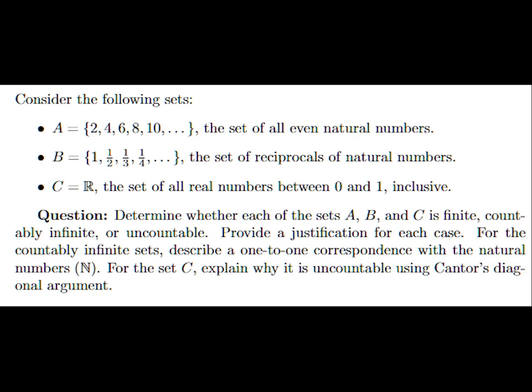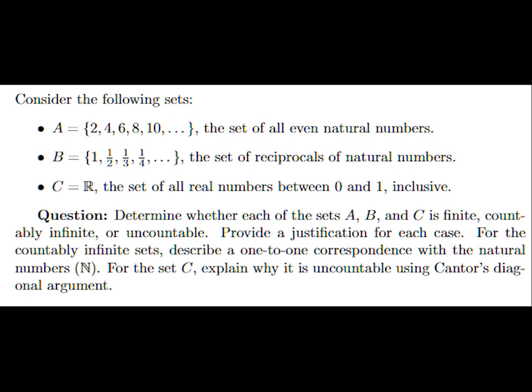Our second set here is also countably infinite. This is because the set B containing the reciprocals of all natural numbers can also be enumerated systematically. Define a one-to-one correspondence between B and the natural numbers, where f(n) would equal 1 over n, where n is a natural number. For example, if n equals 1, f(1) would equal 1. If n equals 2, then f(2) would equal 1 over 2. If n equals 3, then f(3) would equal 1 over 3, and so on. Since every element of B corresponds uniquely to an element of the natural numbers, B is countably infinite.